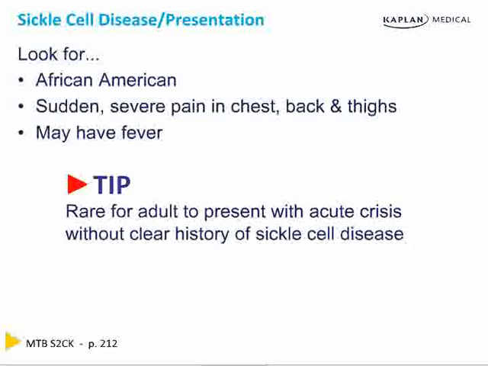They may have fever, and that fever is extremely important, because if you have fever with sickle cell, you don't wait to give the antibiotics for the cultures. You've got to give those antibiotics right away. They're going to die of sepsis. Jump on it. You can save somebody's life today. Now, it is rare for an adult to present with acute crisis without a clear history of sickle cell. That's being generous, actually. The short answer is it's almost impossible to get to adulthood without a history of clearly having sickle cell disease.